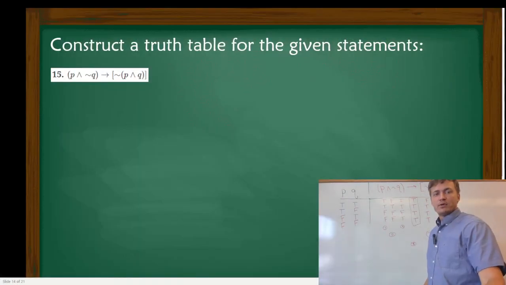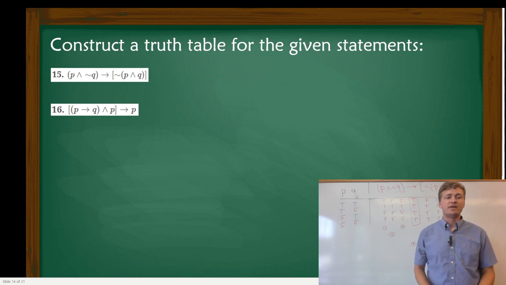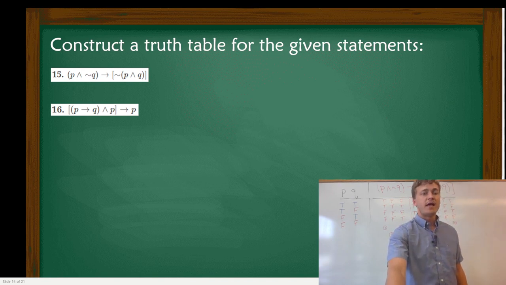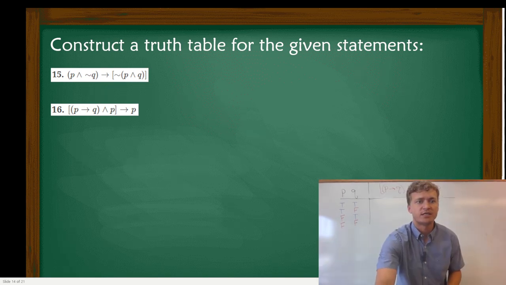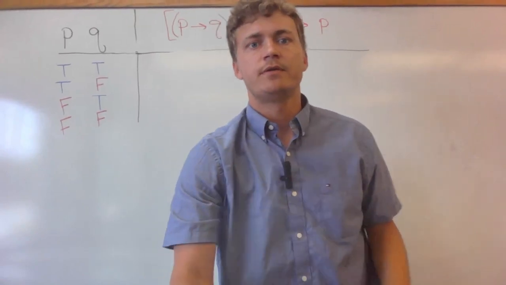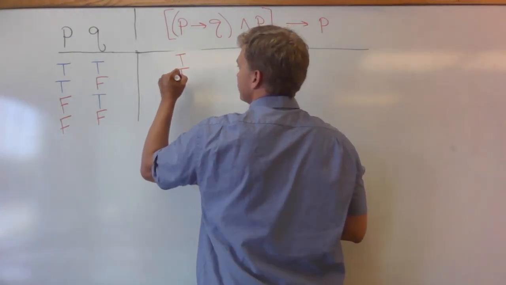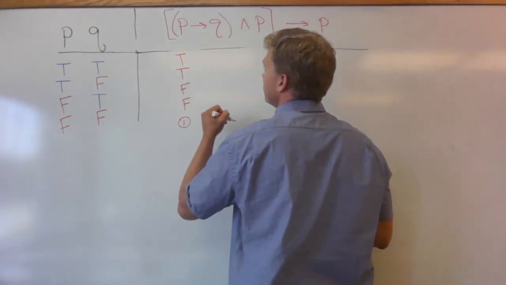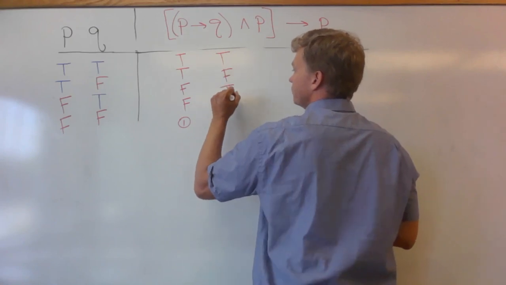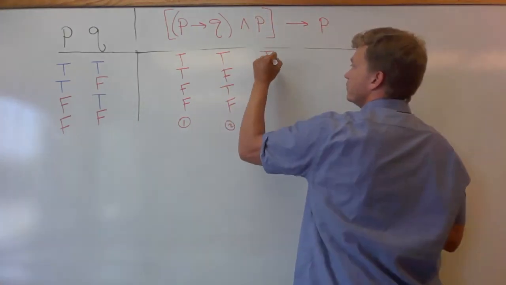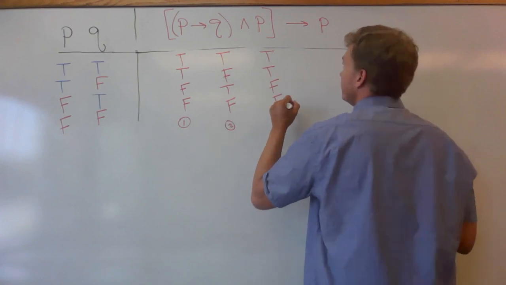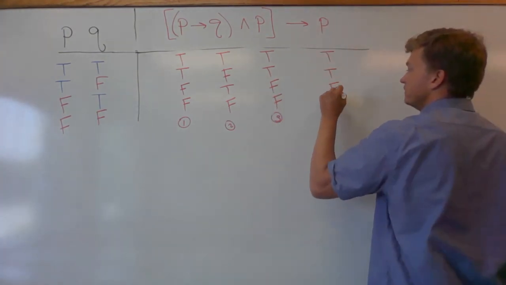What about our next example? Give you a moment there for number 16. You need to pause the video. P implies Q and P, and all of that implies P. Give you a moment to write that out, and we will create the truth table for number 16. Writing out for P, Q, P, and P: true, true, false, false, column 1. True, false for column 2. True, true, false for column 3. True, true, false for column 4.